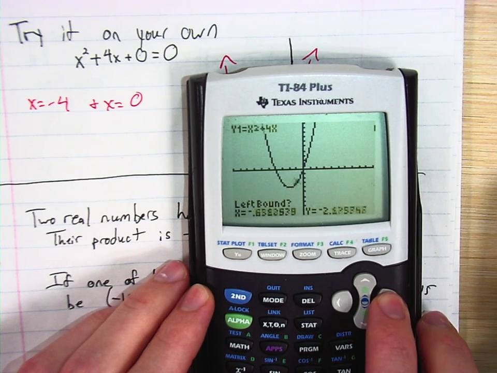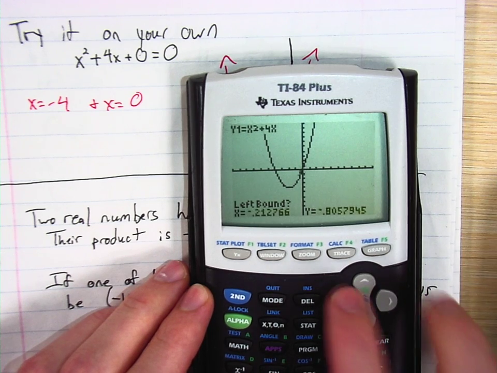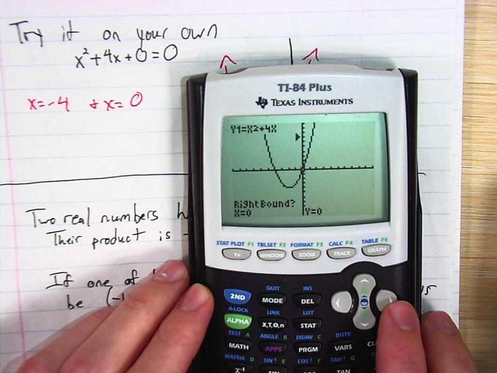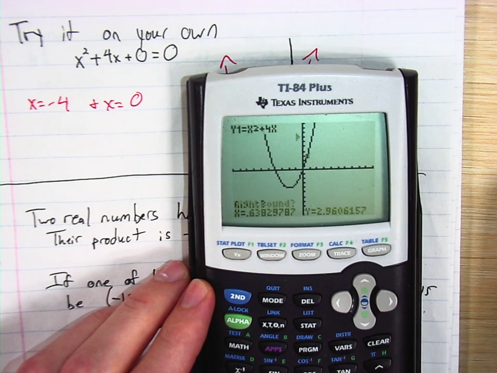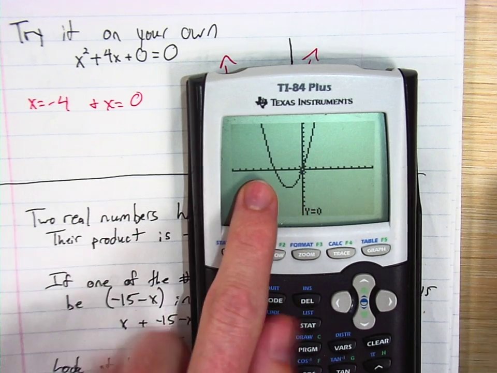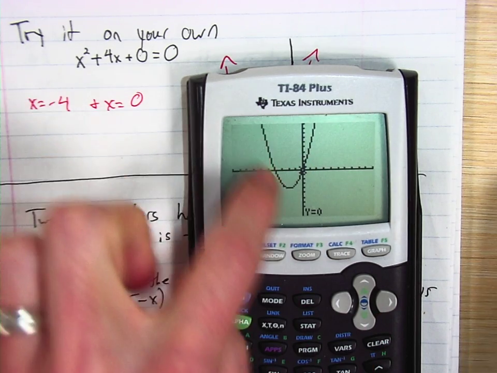So it's going to cross here. I need the left bound, so I'm going to hit left 3 times, 1, 2, 3. Back to my spot. Right bound, so I hit right 3 times, 1, 2, 3. And guess in the middle. And we cross at 0. So it would cross at -4 and 0. So you'd use those 2 points and make a little sketch there.